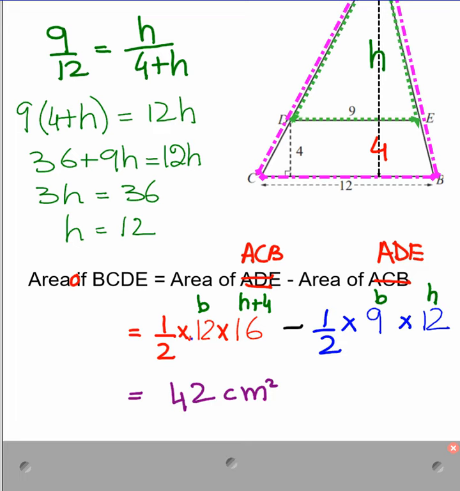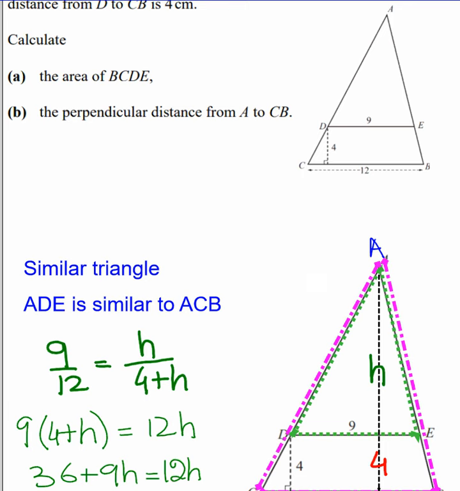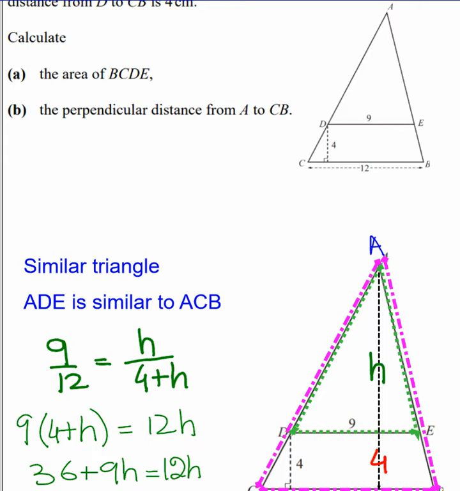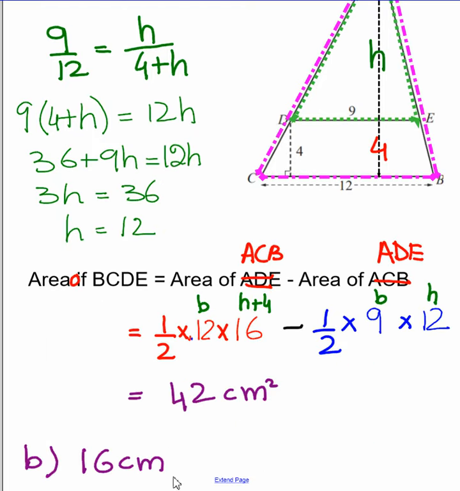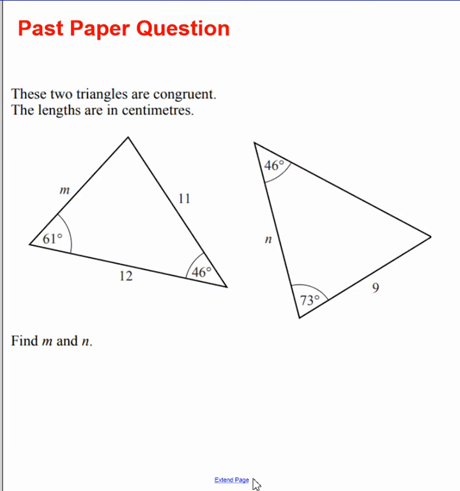The second part of the question was to find the perpendicular distance from A to CB. So this whole distance you have to find out. We already know it is h plus 4, and h is 12. So you can write it as 16 centimeters. I hope you understood this question.